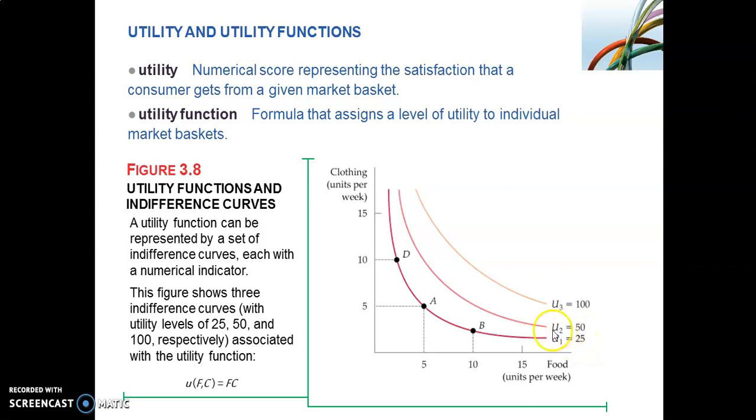The second indifference curve, U2, would contain baskets with combinations of FC yielding 50. And the same then can be applied to U3 with combinations of baskets yielding 100. The numbers attached to these indifference curves are more for convenience. The utility function is simply another means to rank different market baskets.